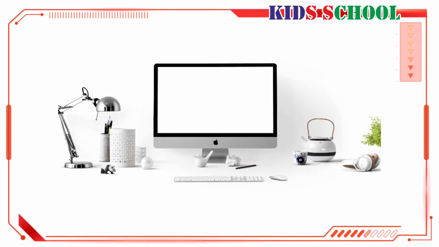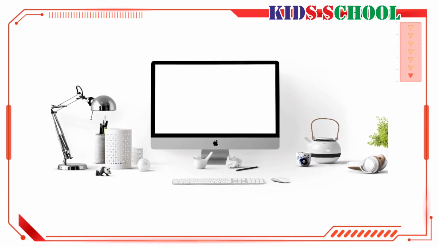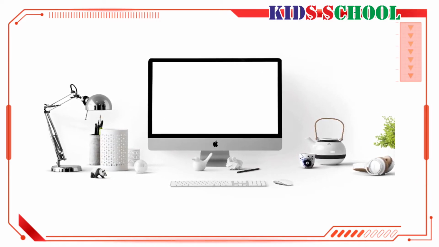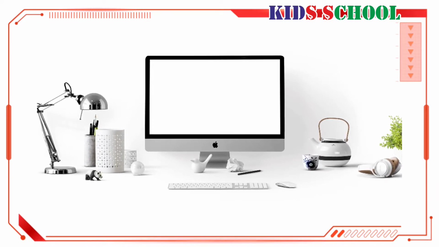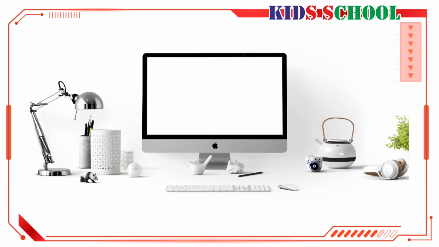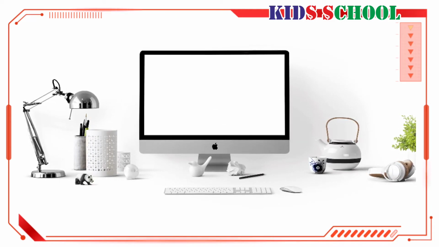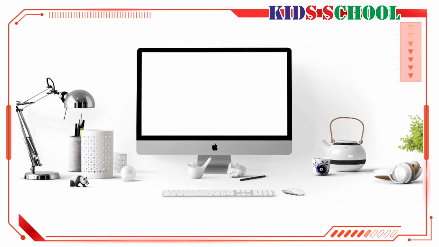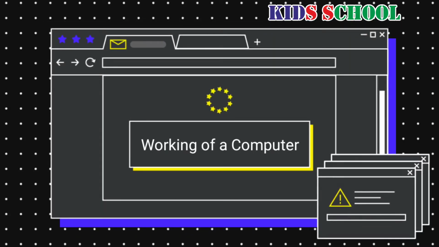A computer is an electronic machine that makes our work easier by doing various tasks automatically. It takes our commands and executes them to produce the results. This chapter discusses how the computer works to do a certain task. It also lays stress on the fact that the physical components, hardware, and the programs, software, are two essential parts of a computer system. Working of a computer.